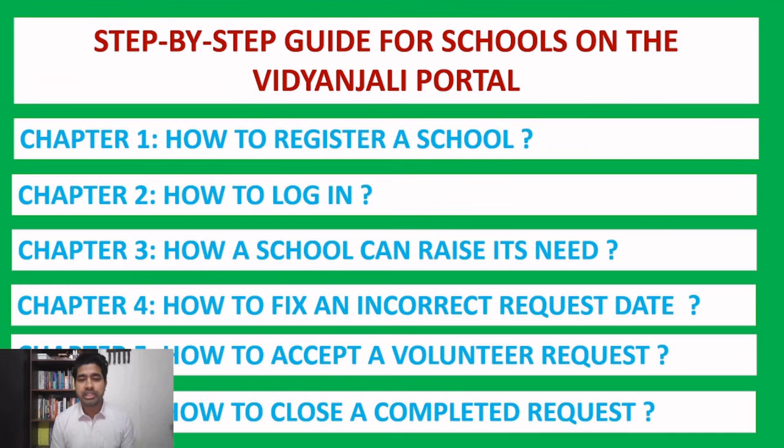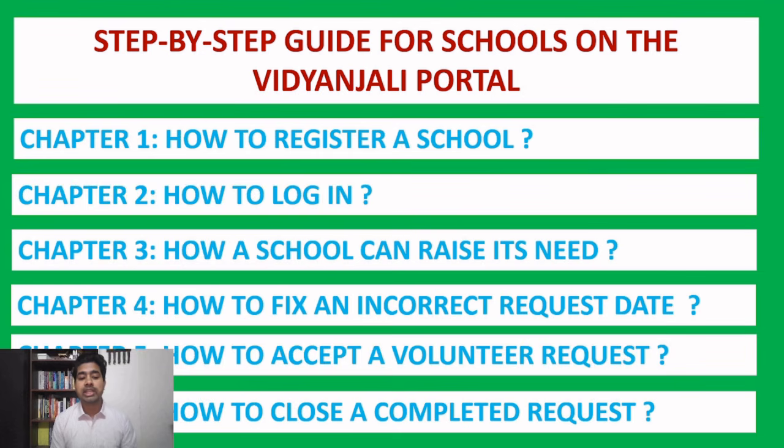So this is a step-by-step guide for schools, and I have divided this video into many chapters. Like, we have included 6 chapters. So you can see chapter 1 is how to register a school, and second is how to log in. Third is how a school can raise its need. Fourth is how to fix an incorrect request date, and chapter 5 is how to accept a volunteer request. Chapter 6 is how to close a completed request.